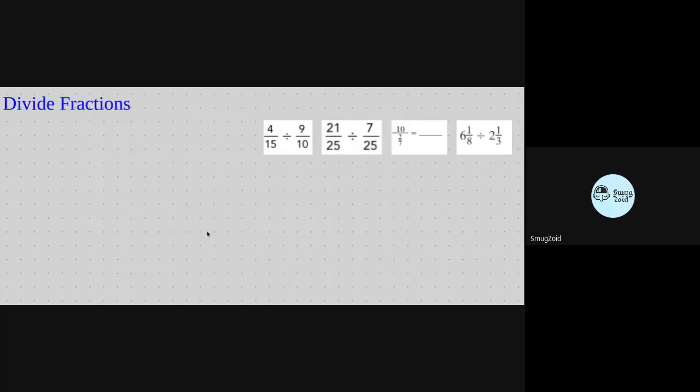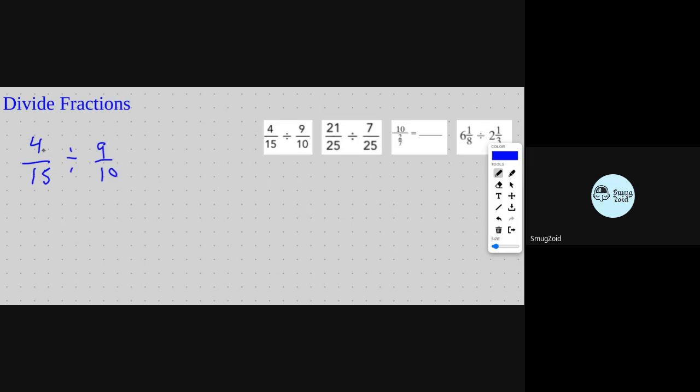I'm going to show you how to divide fractions, and I have 4 examples of increasing complexity. All right. I'm going to start with the first one. It says 4/15, because that's what that means as a fraction, divided by 9/10.